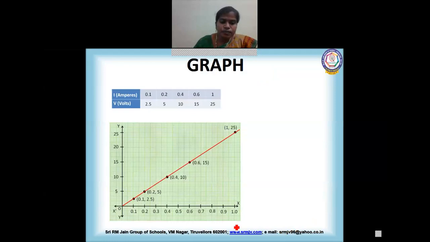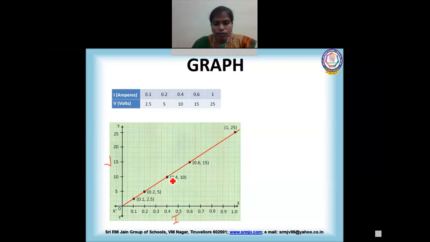And before plotting it, on the x-axis I should plot the ammeter reading, that is current, and on the y-axis I should plot the voltmeter reading, that is potential difference. So when I plot and join the points, I'll be getting a straight line. So I have got a linear graph. After plotting the graph, by finding out the slope, we can find out the resistance.